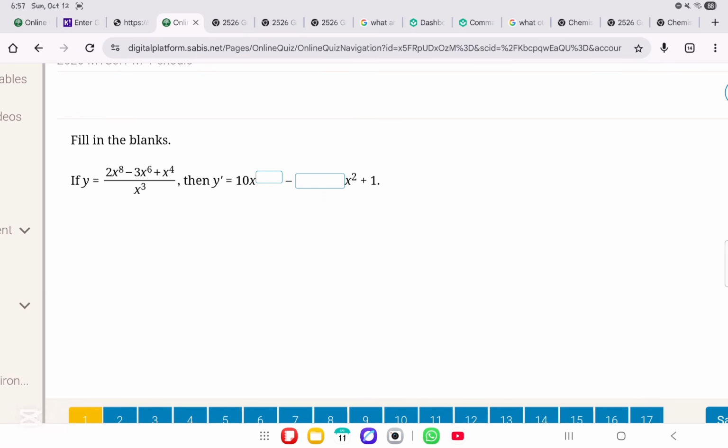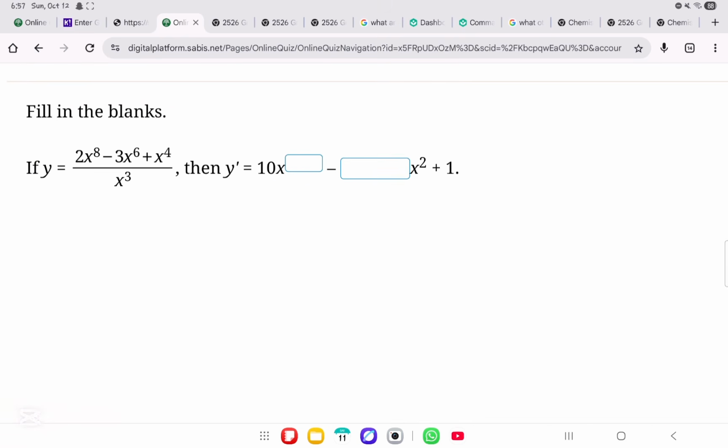I believe in this quiz there's only a couple of questions that are a bit different and require a bit of time. Otherwise, everything is very simple. So, if y is equal to 2x to the power of 8 minus 3x to the power of 6 plus x to the power of 4 over x to the power of 3, and they want what? The derivative, right? How do we find the derivative?